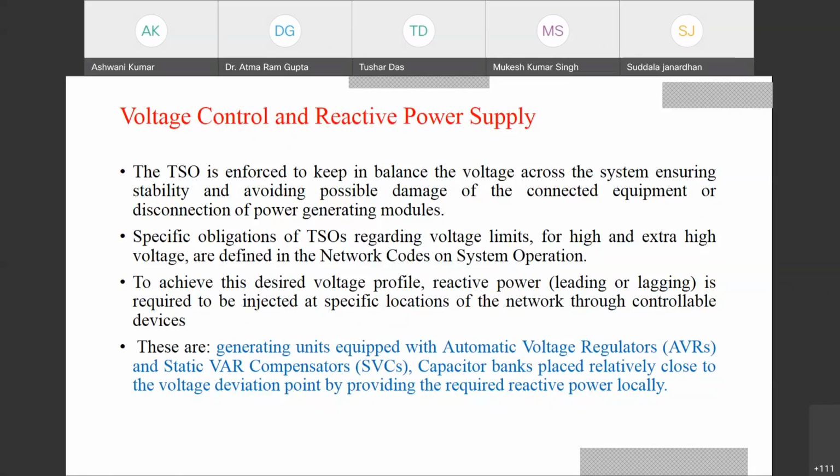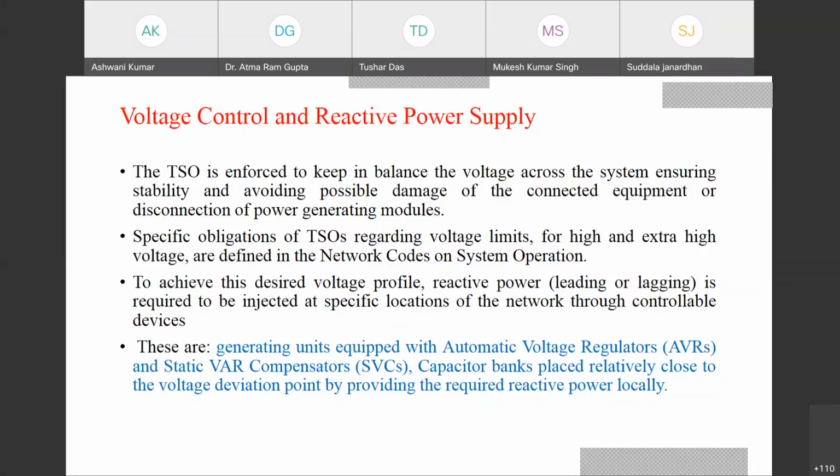All these modern generators are fitted with static exciters today. Their excitation behavior is very, very good. They can bring the voltage to the ceiling point very fast. So primary voltage control cannot operate for a longer time, but it brings the voltage to some value immediately.